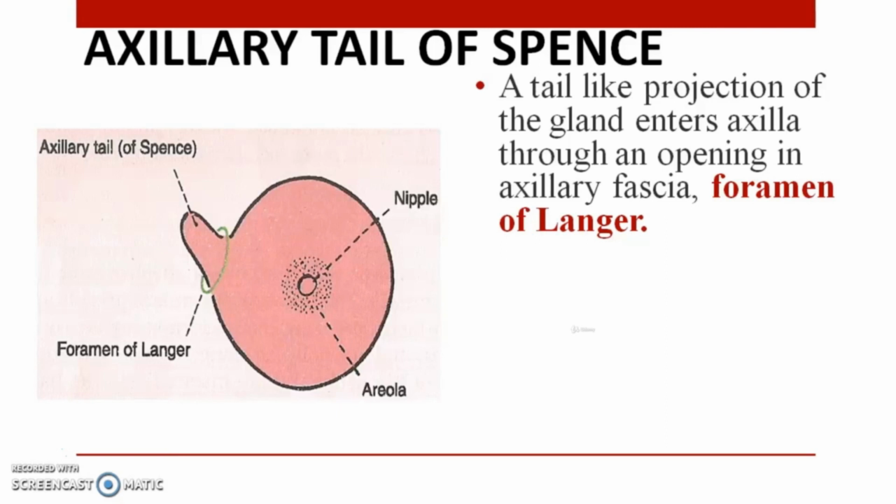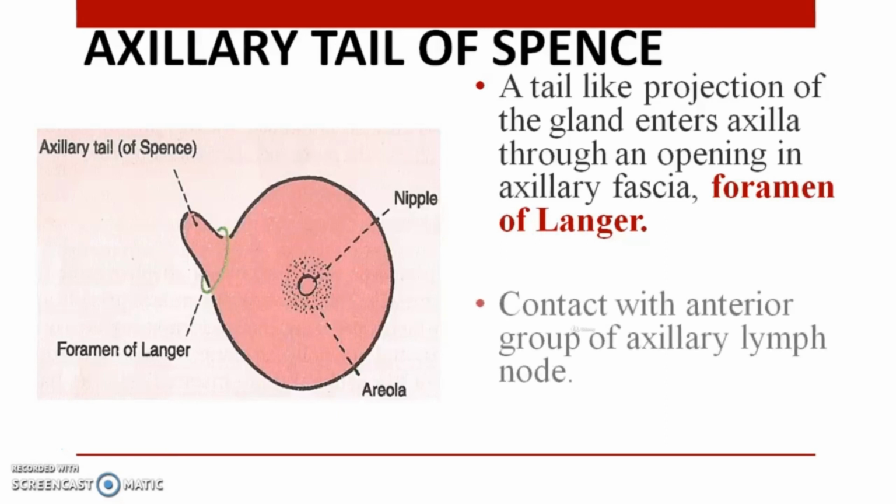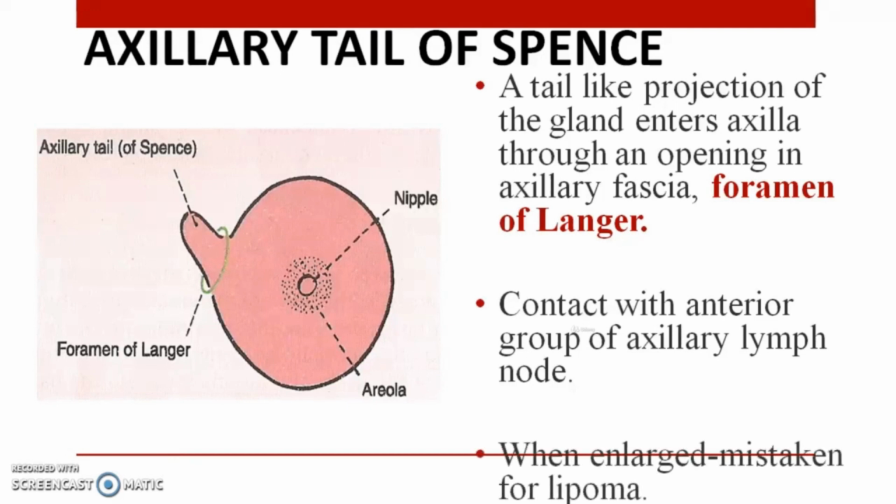This is an important thing you have to remember. Then the importance is that it is having contact with axillary lymph nodes. Axillary lymph nodes, if you take, we will again divide into 5 parts. Among that, the anterior group of axillary lymph nodes will be related to this tail of Spence. So for the axillary tail of Spence, how it is passing you have to remember. Then after, how it is related to lymph nodes you have to mention. So this axillary tail of Spence is entering into the axilla through the foramen of Langer, and it is having contact with anterior axillary lymph nodes. That's all about the axillary tail of Spence.